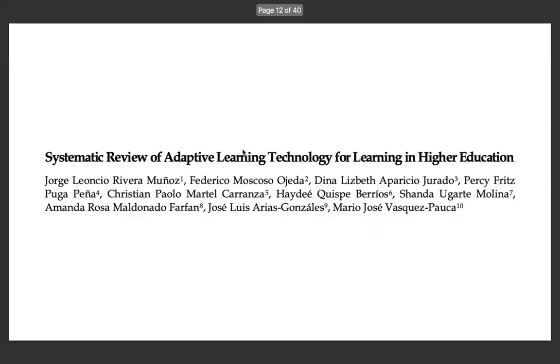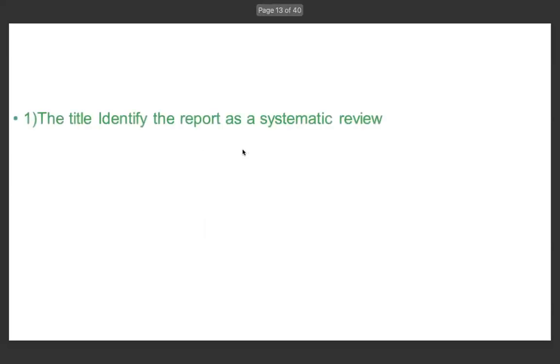Source of funding was not mentioned, registration number also not mentioned. Now, title. Systematic review of adaptive learning technology for learning in higher education. The title identifies the report as a systematic review.